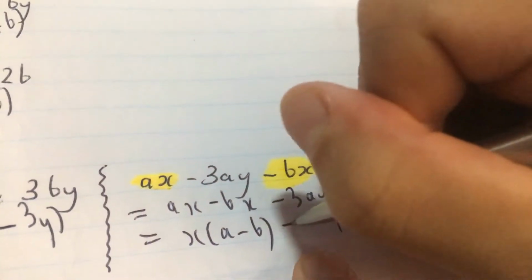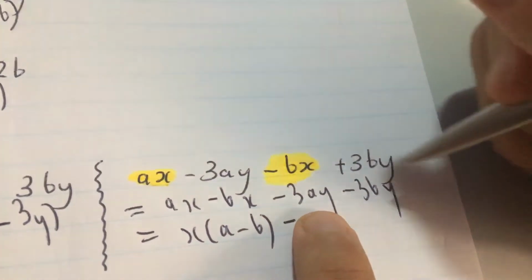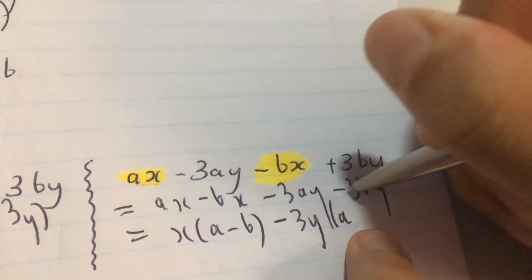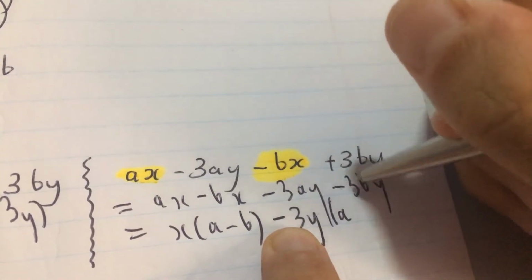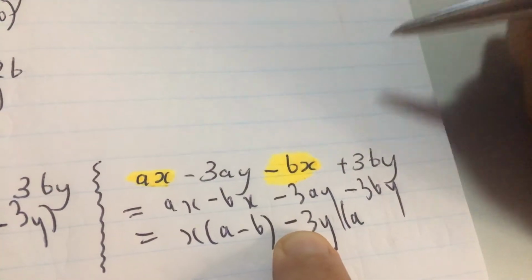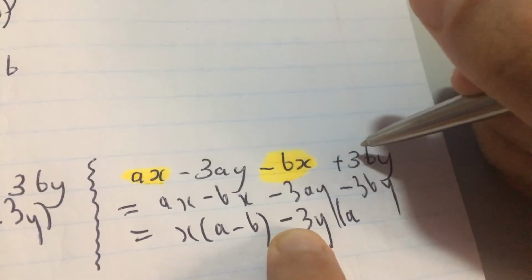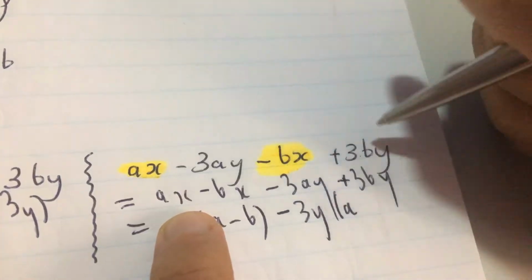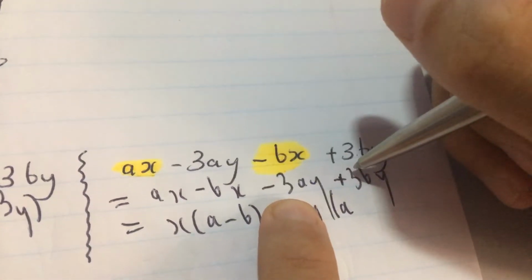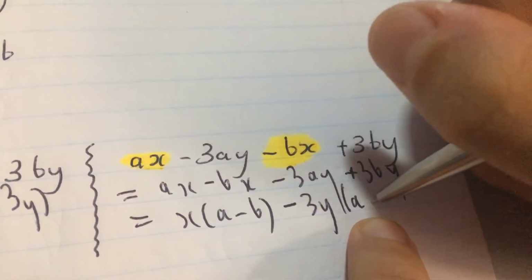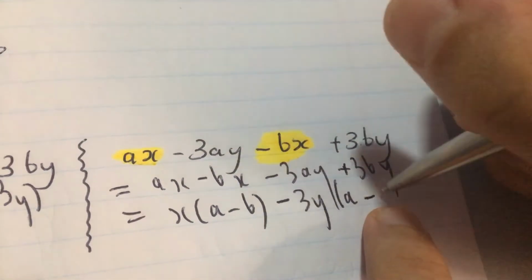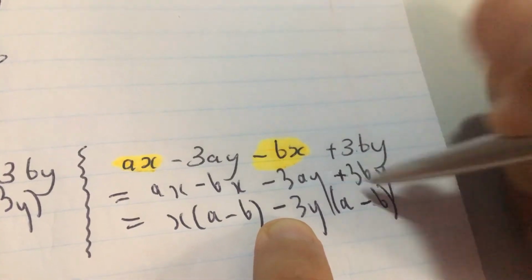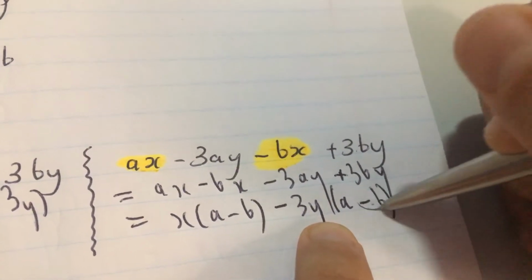I keep a negative, and what am I going to pull out? I'm going to pull out a 3y, and what am I left with? A, and then I have to get a negative, so it has to be, let's just check here, sorry, I copied it down incorrectly. I put the bx, that's supposed to be plus 3by. Because it has to be the same, and it's minus b, because a negative and a negative gives me a positive, and then 3by. So it's that times that.